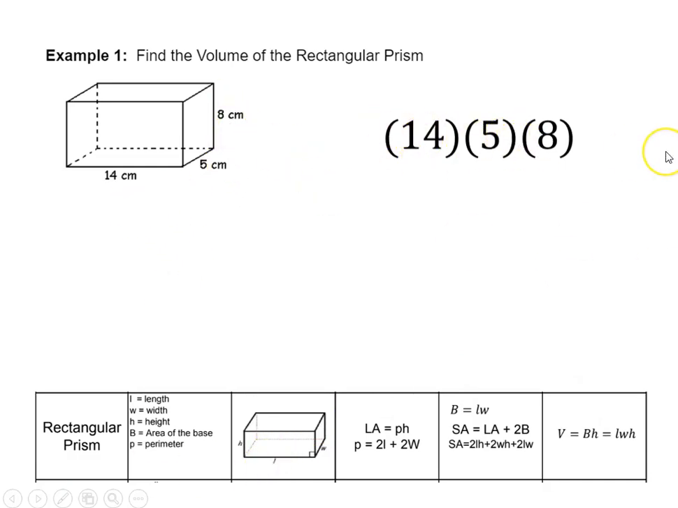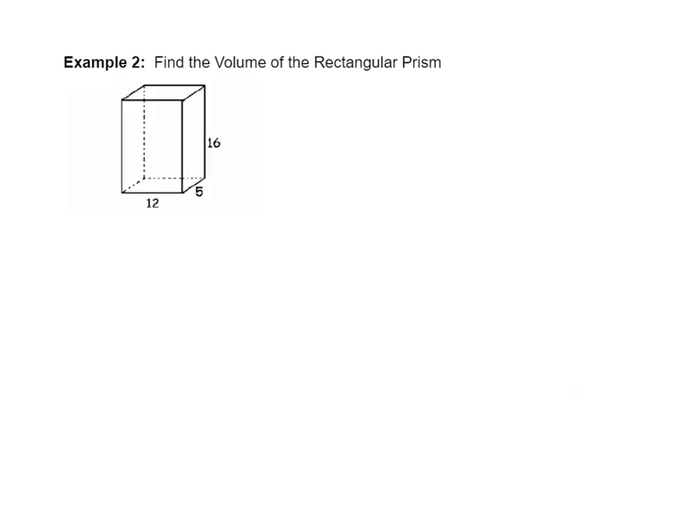4 times 5 times 8 would be 160, in this case, centimeters cubed for the volume of this rectangular prism. So we're just multiplying the three dimensions together, essentially, which gives us the area of the base of the figure times the height. Next example, same exact deal, where we have a volume of a rectangular prism.